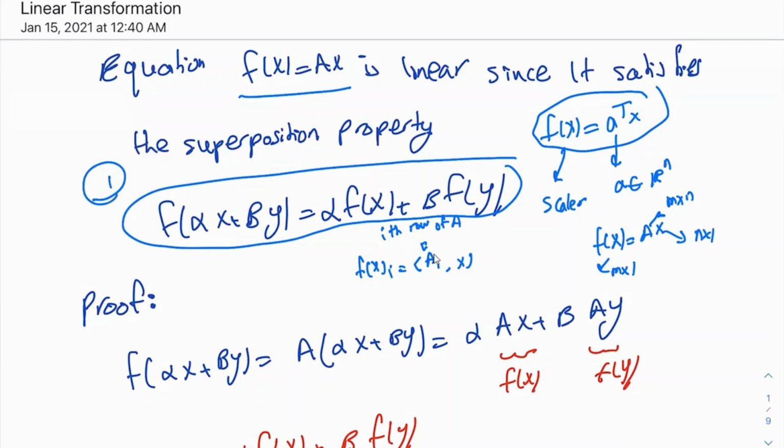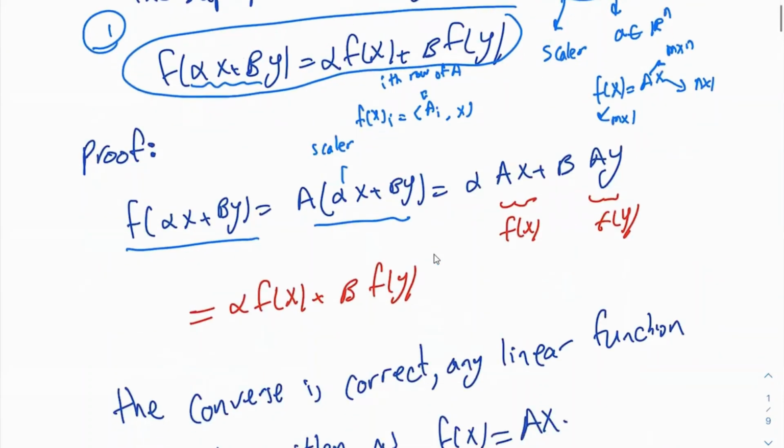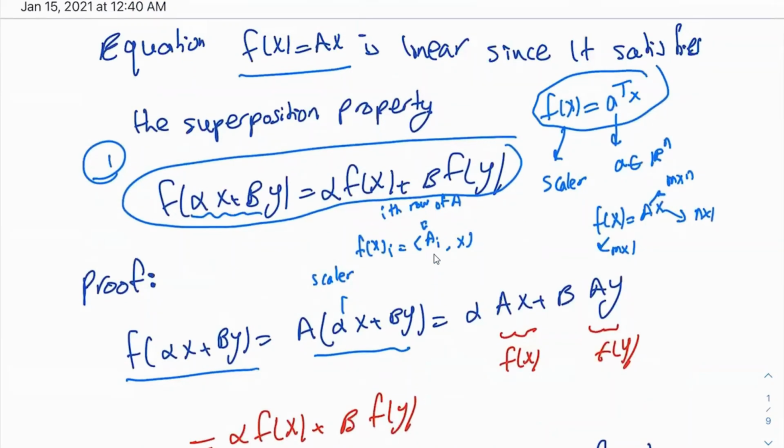So let's do that. We set f of x equal to Ax. We check this. Remember, we have to replace x by this quantity, alpha x plus beta y. Now we're going to use the distribution property, and this alpha and beta are scalars. Last video I talked about the matrix vector product and its properties. We talked about the multiplication by a scalar. So you can take a scalar out and you will get alpha Ax plus beta Ay. Well, Ax is nothing but f of x, and Ay is nothing but f of y. So we get alpha f of x plus beta f of y. But this is exactly the superposition principle I had in equation 1. Therefore, f of x equal to Ax satisfies the superposition principle, and therefore it's a linear function.